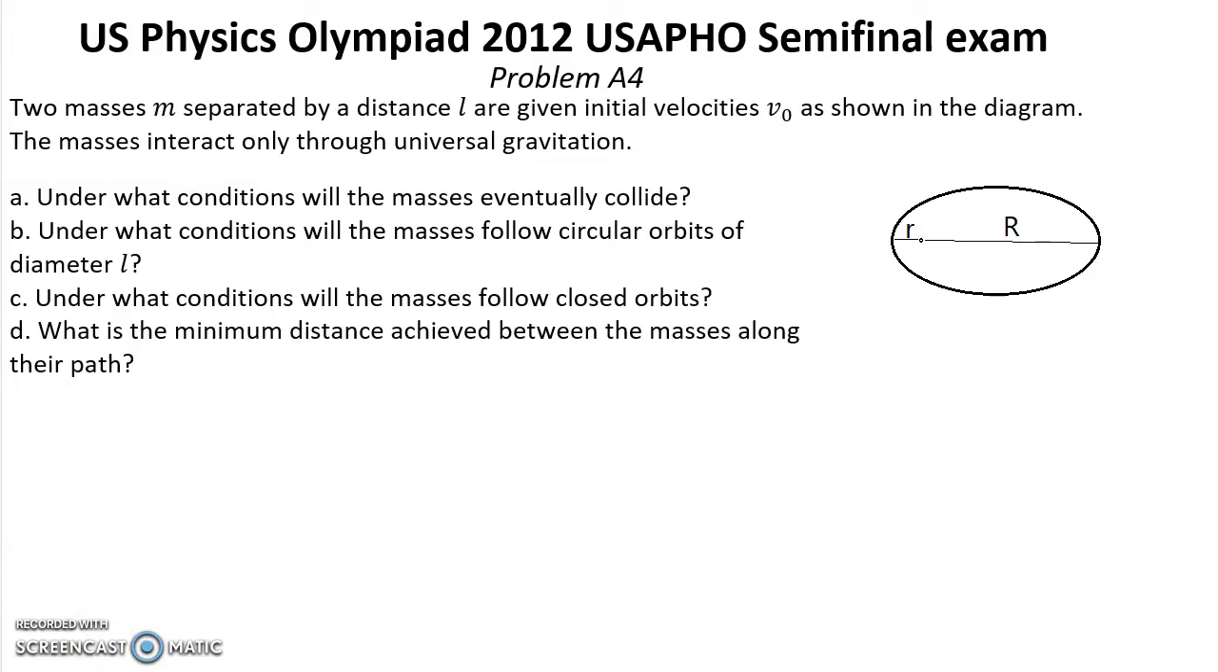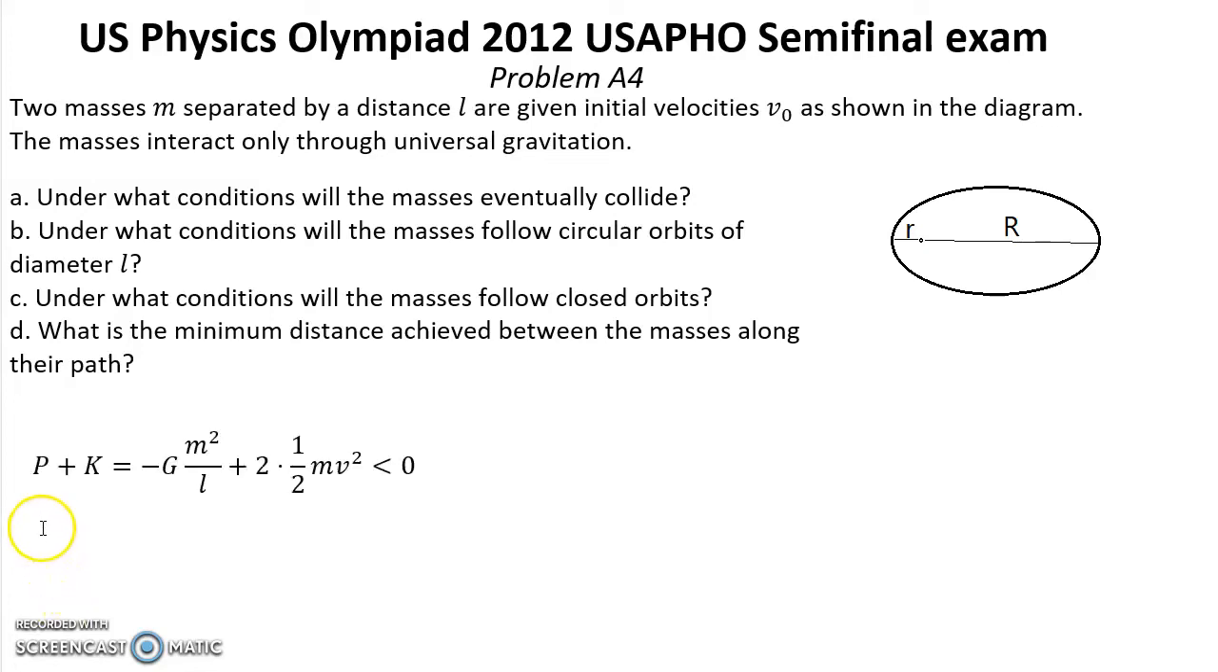Question C. Under what conditions will the masses follow closed orbits? Solution. Closed orbits will be when total energy is less than zero. It means that potential energy plus kinetic energy must be less than zero. If it is greater than zero, it means that at infinite distance we still have kinetic energy. Let's write this condition.